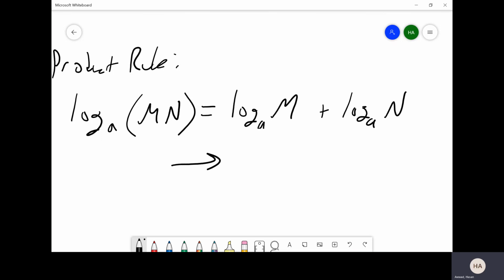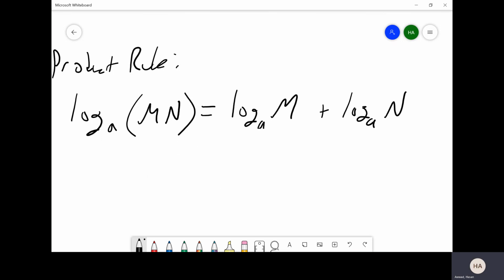Notice that if you're reading from left to right, you are expanding. You're taking one logarithm, turning it into 2. And if you're reading from right to left, well, then you are condensing, right? So expanding, condensing. Okay? So that is the product rule.